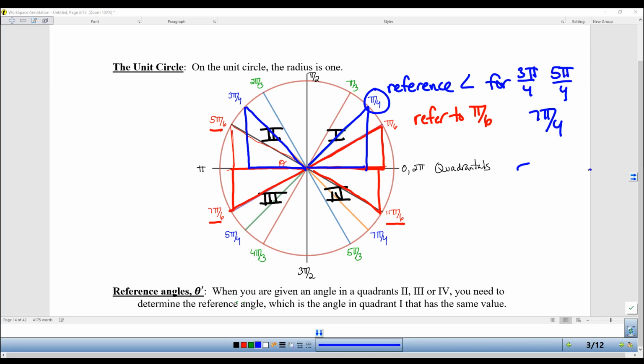So what we're going to do is we're going to learn and memorize all of the ratios for pi/6 and for pi/4 and for pi/3. And by just knowing those three, we'll actually know them for the whole entire unit circle. Let's just do one more. 4 pi/3. So if I want to ask you a question about 4 pi/3, you can say, well, I'm just going to refer to pi/3. I'm just going to know what it is in quadrant 1. Okay?